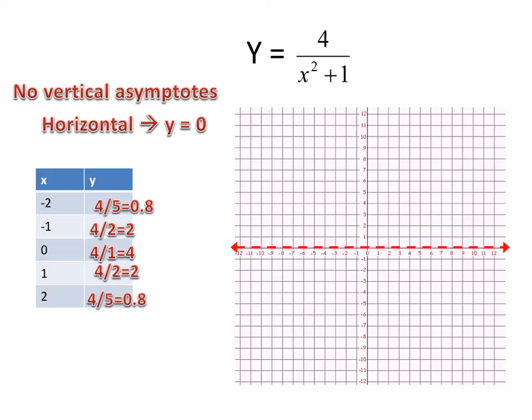So we're going to graph negative 2, 4/5, negative 1, 2, 0, 4, 1, 2, and 2, 4/5. So it looks like this. It kind of goes along the asymptote, and then it goes up, and then it comes back down, and then it goes along the asymptote.